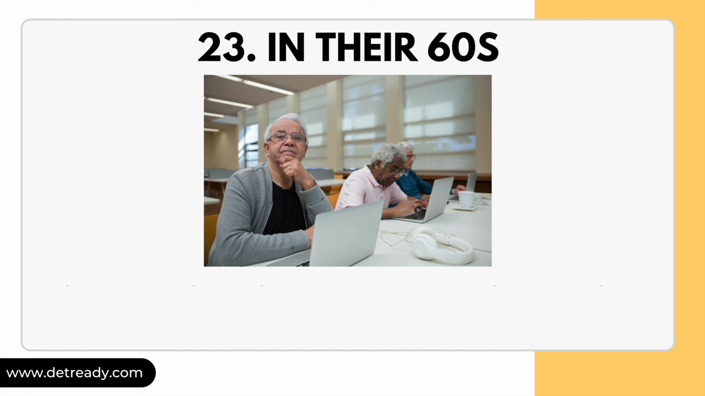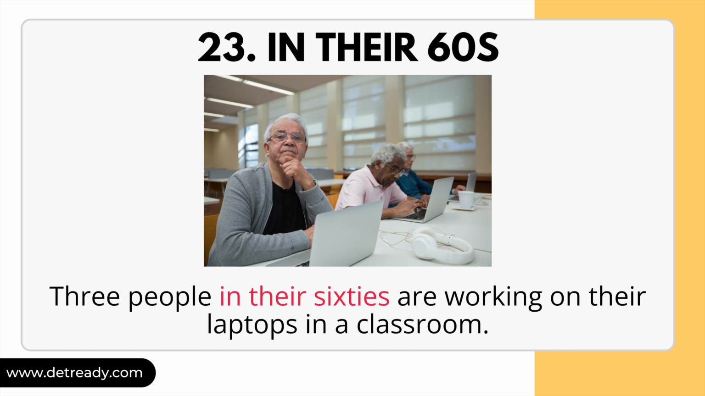But if you want to describe the people in the photo, but you're not sure of their exact age, you can use a phrase like this. In their 60s. These guys here in this photo, I think they are in their 60s, meaning their age is anywhere between 60 and 69. Now I might be wrong, but that's just my guess. Three people in their 60s are working on their laptops in a classroom. Of course, if you get people who look between 20 and 29, you say in their 20s, 30 and 39 in their 30s, and so on.